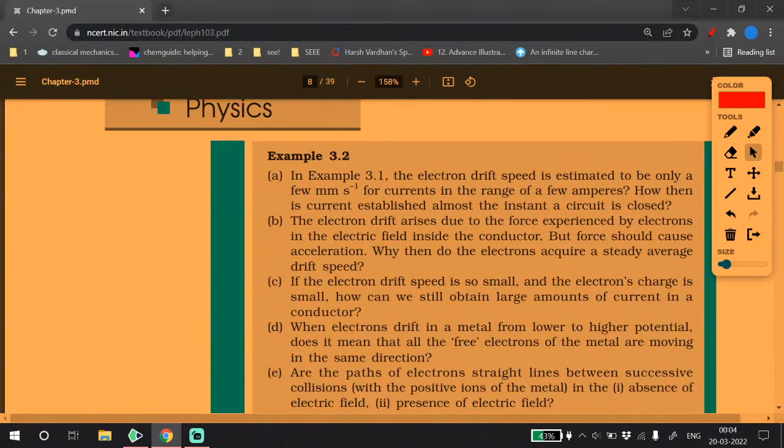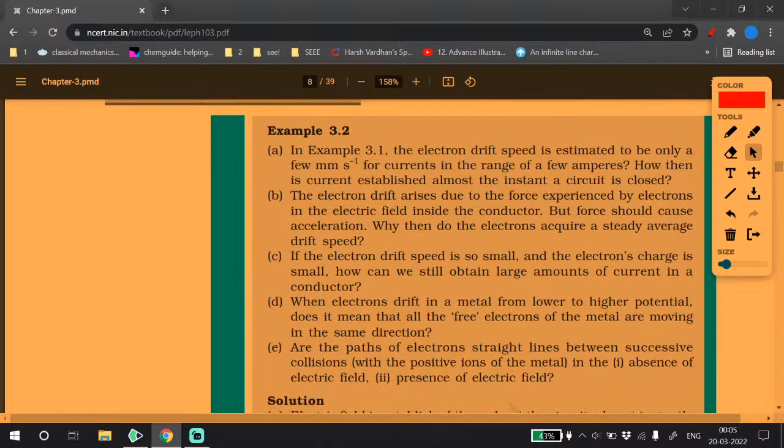So almost the instant the current is established, because the electrons just have to move from their position. Not a single electron travels through all the wire. Only instantaneously there will be displacement, but it still takes some time to reach a steady value. But force should cause acceleration. For B, it is accelerating, it gains velocity, then it collides and loses velocity. On average, they acquire a drift speed.